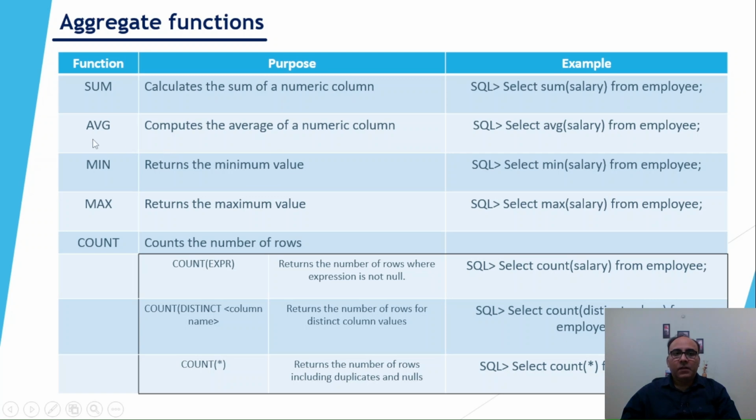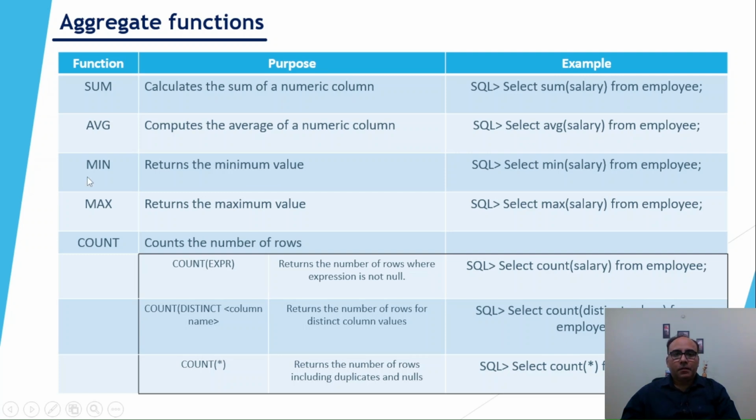Then we have got AVG. This basically calculates the average of a numeric column. For example, select AVG(salary) from employee. So this will return the average salary from the table employee.